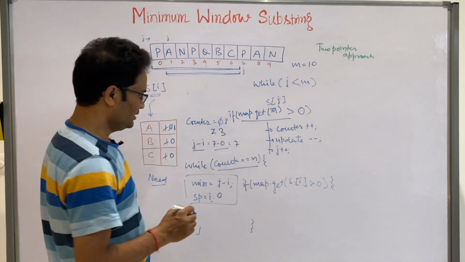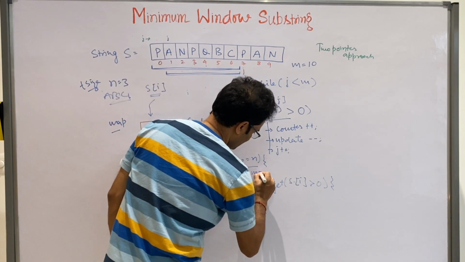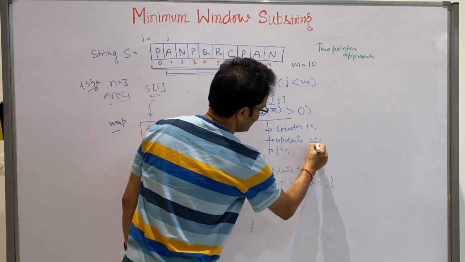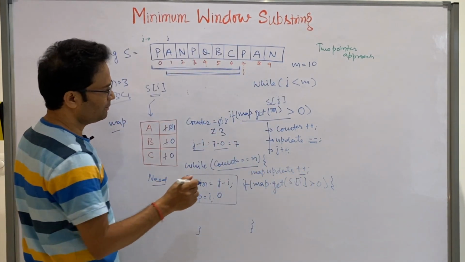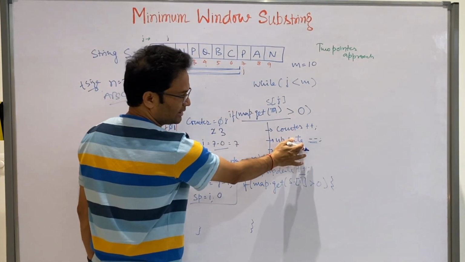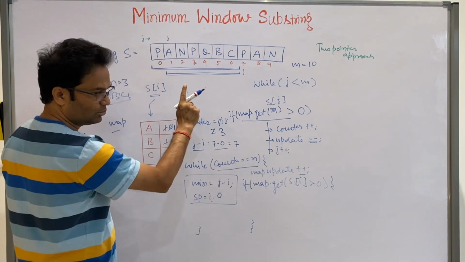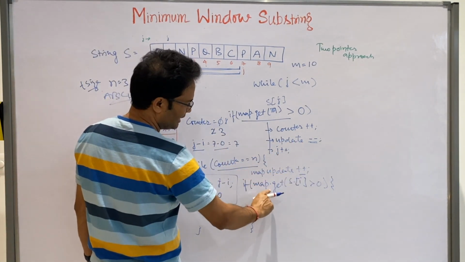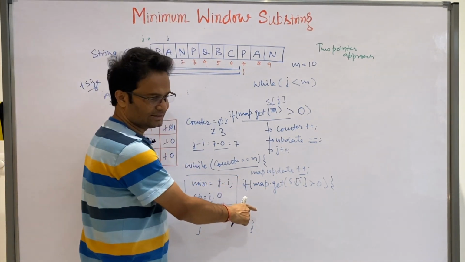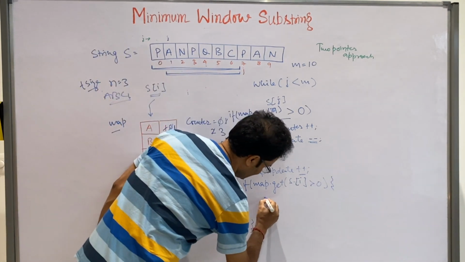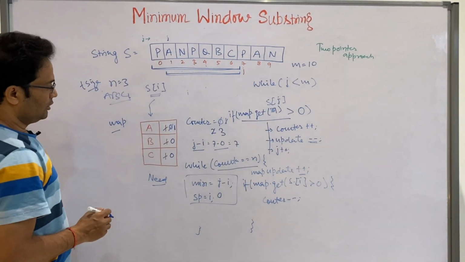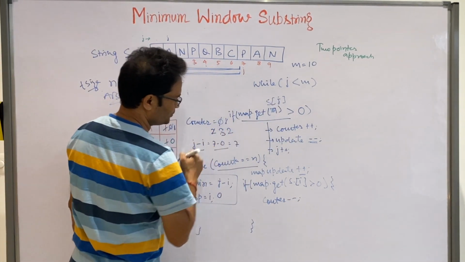This is the one condition, and before that you have to make the update, plus plus. That time I was doing minus minus, this time I am doing plus plus. Keep in mind, the first time when I move the j, I increment the counter and then update the map. Here, in the case of i movement, I will update the map and then check the conditions. So the moment you make it 1, this condition is satisfied. The moment this condition is satisfied, do the counter minus minus.